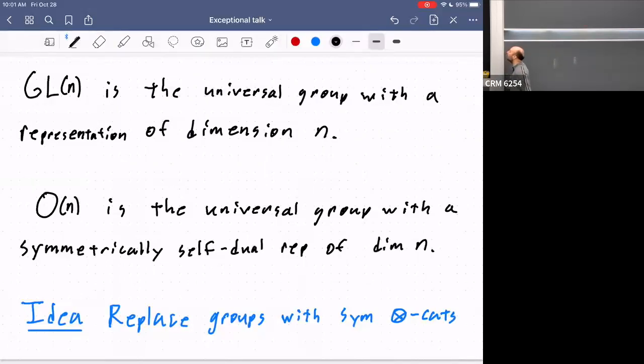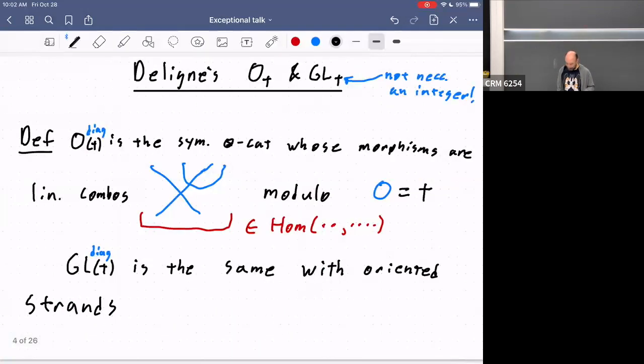So to build up to these, classical series. GLn is the universal group with a representation of dimension n. That's the point of GLn. And On is the same thing with a self-dual representation. I would like it to be symmetrically self-dual, so it's On and not SPn, but that's not a big deal. Now, I want to try to generalize this. And what's the thing we often do? Well, the category of representations of a group is a symmetric tensor category. So I want to ask the same question for symmetric tensor categories. So I can define these things OT and GLT, where T is not necessarily an integer. The goal here is to define the universal symmetric tensor category with an object of dimension T, or the universal symmetric tensor category with a symmetrically self-dual object of dimension T.